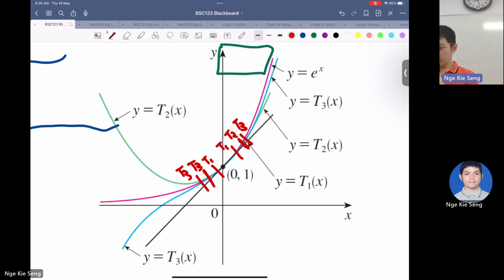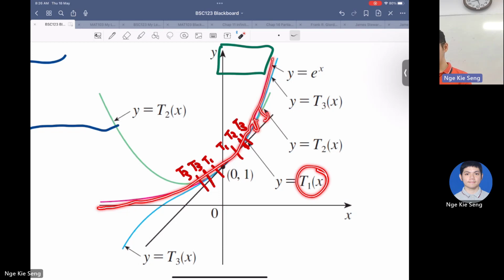So if you take your function y, which is this pink curve here, and then you take away T1, this is your remainder. Can you see the remainder? The remainder is much bigger, right? Compare with T2, the green one, you can also take the remainder and take the difference. So how are they different?